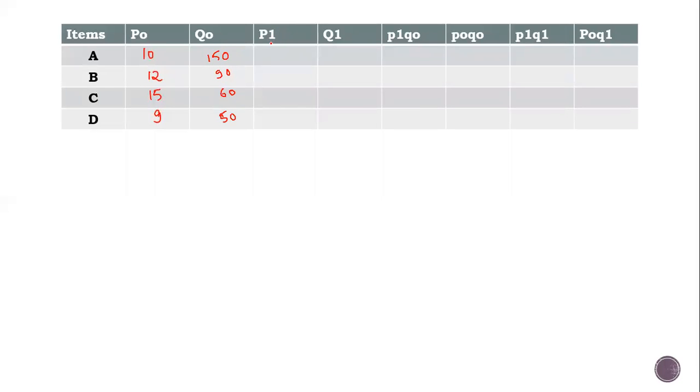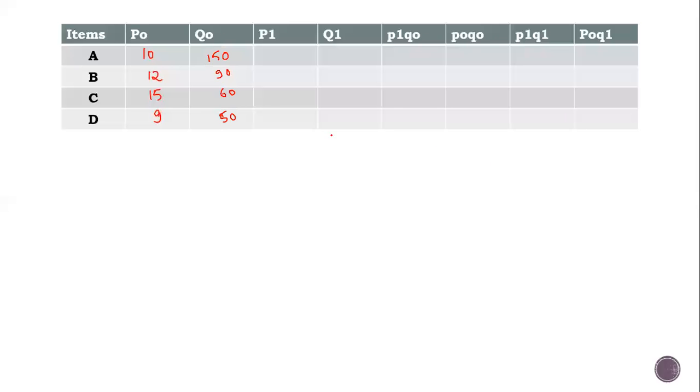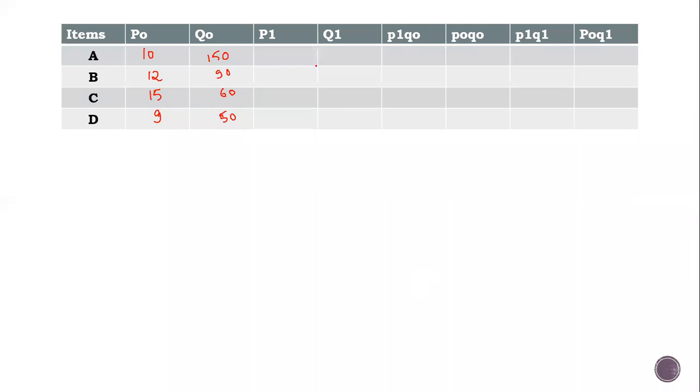Next, P1. You do not have the P1 value. You have to calculate P1. How have you calculated? They have given us quantity and value, meaning price into quantity is equal to value. So how will you do it? You have to bring this quantity to the opposite side. That means price is equal to value divided by quantity. Like this you have to calculate. Price is 11, 13, 16 and 12.